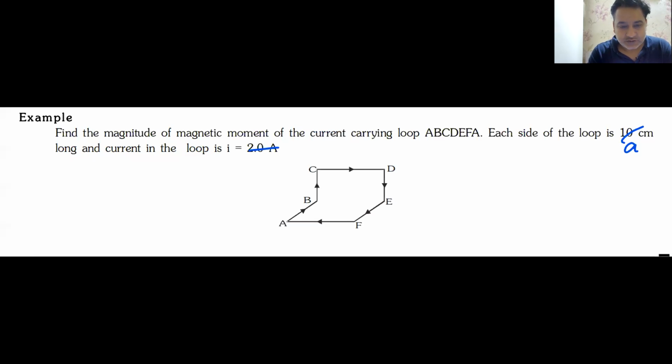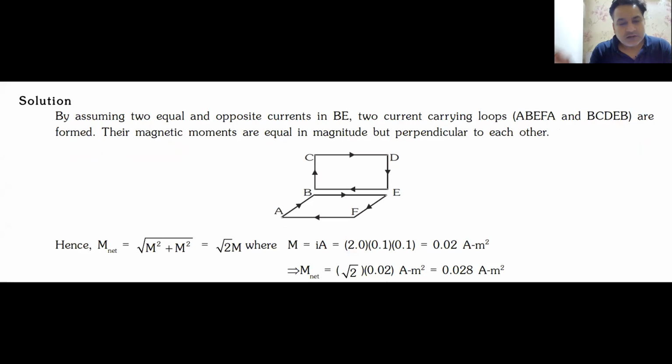I think you have done this and it is pretty simple. These are two square loops. Yes or no? Magnetic moment is I into A. You can find out the vector. You turn your fingers in the direction of current and the direction of thumb will give you the direction of area vector. That would also be the direction of the magnetic moment vector. And area is A square. Current is I. So I into A square.